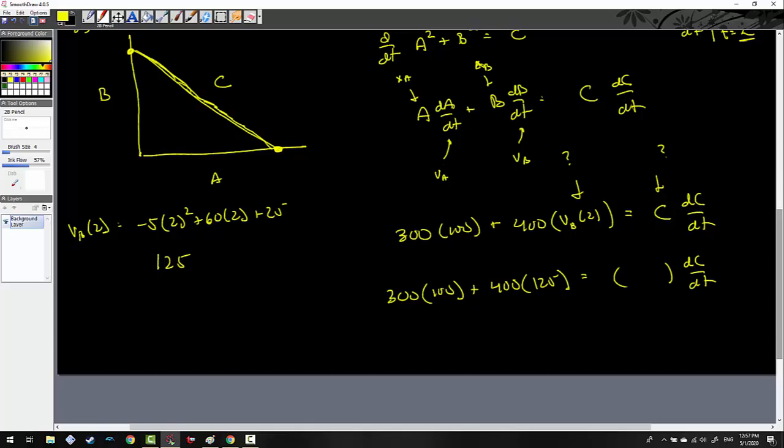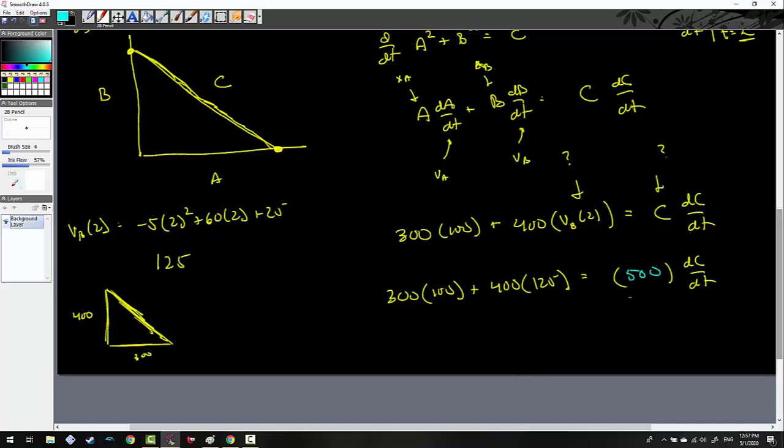Well, remember, at the moment in question, this distance here, train A, is 300 meters away. This distance here, train B, is 400 meters away. And if you use your similar triangles from integrated 2, then you can conclude that it's not a special right triangle, but a Pythagorean triple, making the hypotenuse 500.